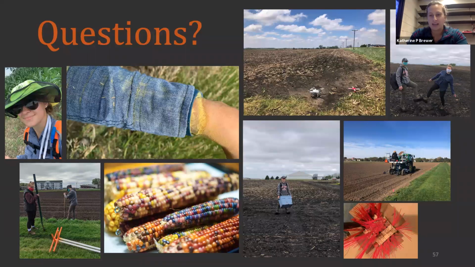Okay, we have a question from Ford Dennison. How does correlation between height and yield depend on plot size? I'm not sure I'm understanding the question.